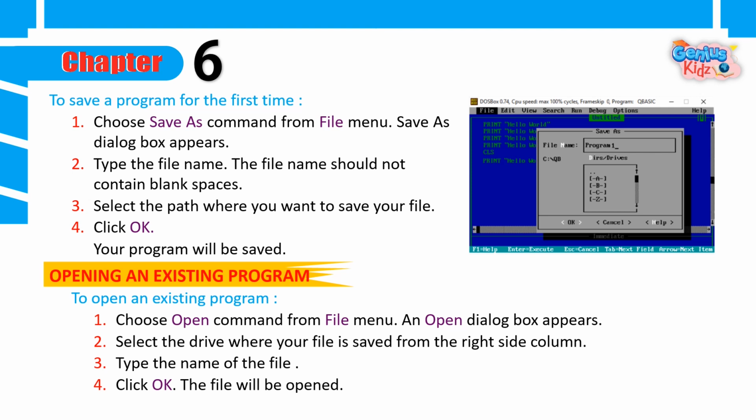Opening an existing program. To open an existing program: 1. Choose the Open command from the File menu. An Open dialog box appears. 2. Select the drive where your file is saved from the right side column. 3. Type the name of the file. 4. Click OK. The file will be opened.